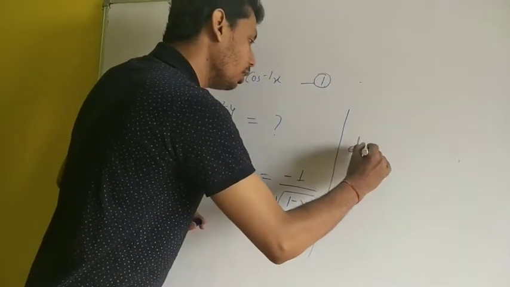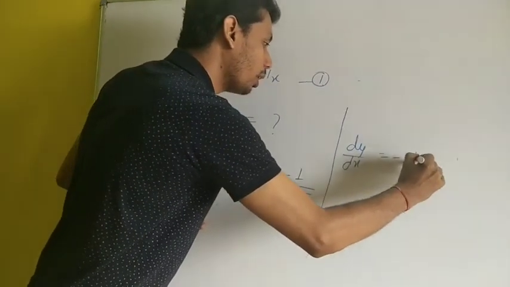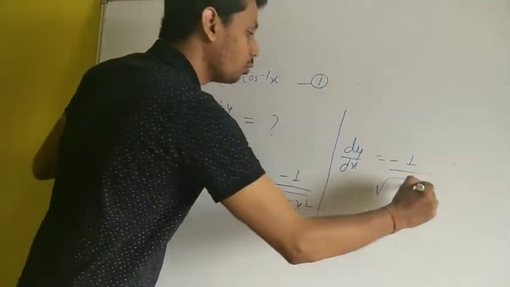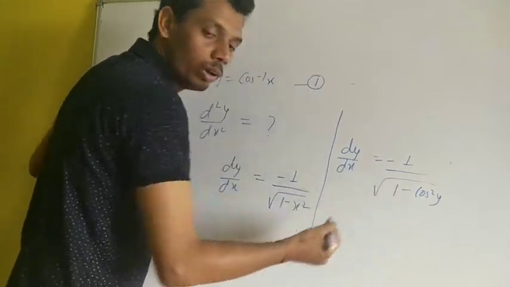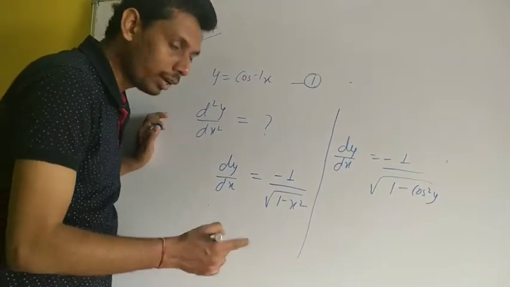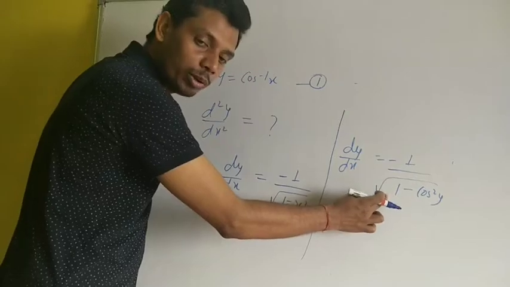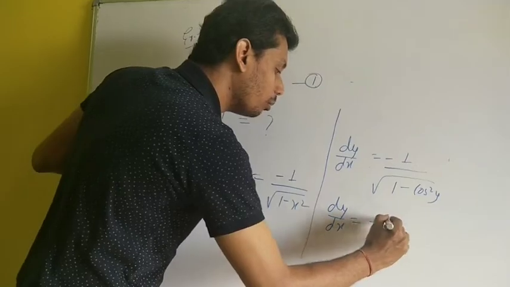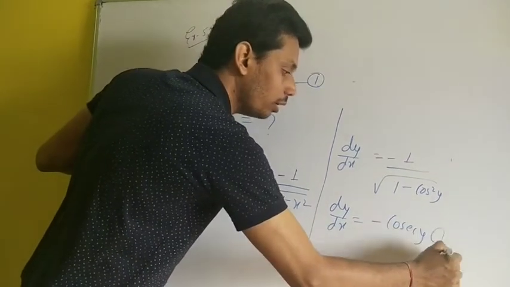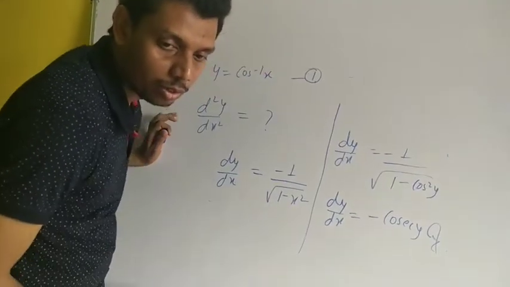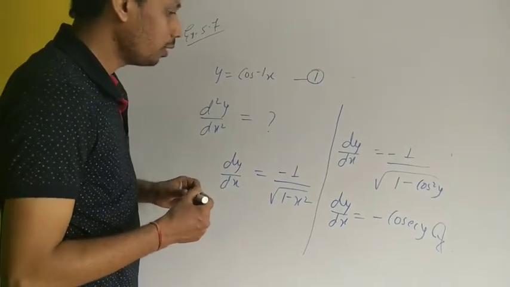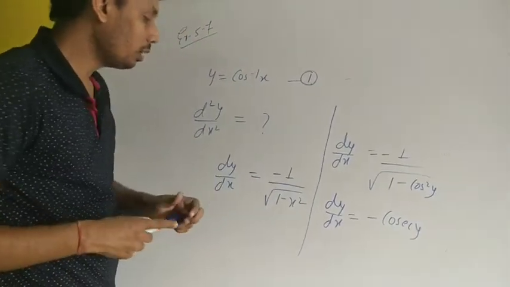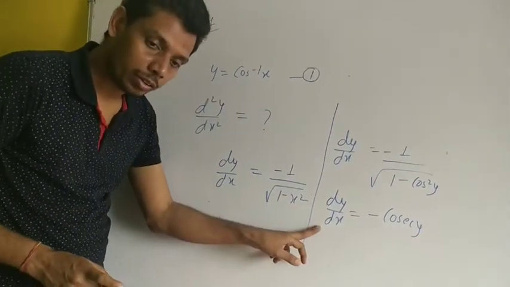So this dy by dx is equal to minus 1 upon root over 1 minus, here x is being replaced by cos y, that is cos square y. 1 minus cos square y will be equal to what? Sin square y, and root of sin square y will be equal to sin y. So finally this dy by dx is equal to minus cosec y, which is the required answer. We have to determine the value of d square y by dx square, so we have determined the value of dy by dx.